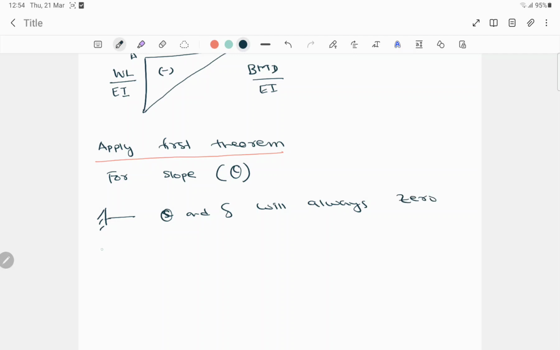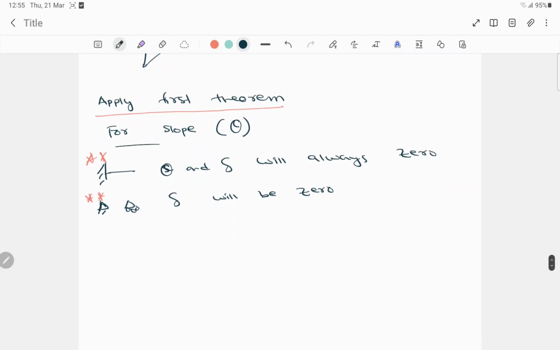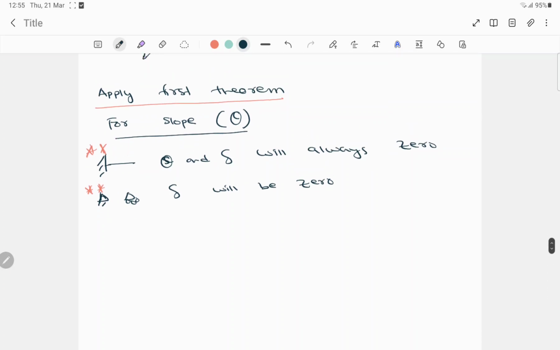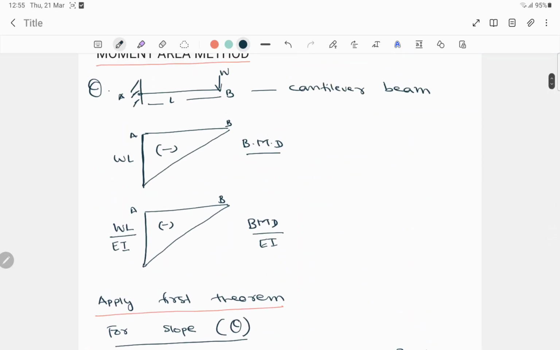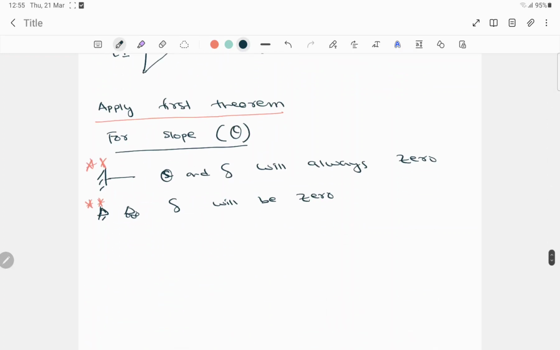And at the hinge and at the roller support, the deflection will be 0. So these are the important points which we have to remember. Now for finding the slope, in our case this A end is fixed, so there will be no slope and no deflection, but at this end there will be a slope, right?